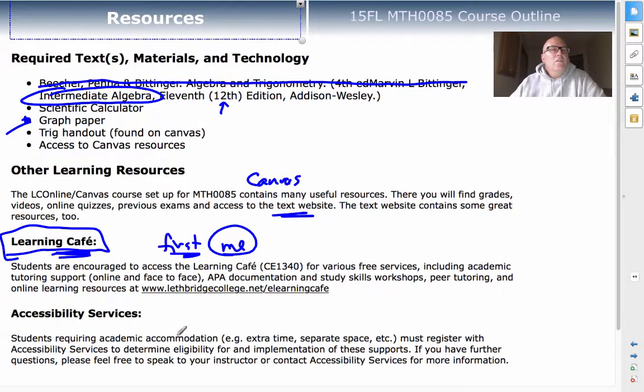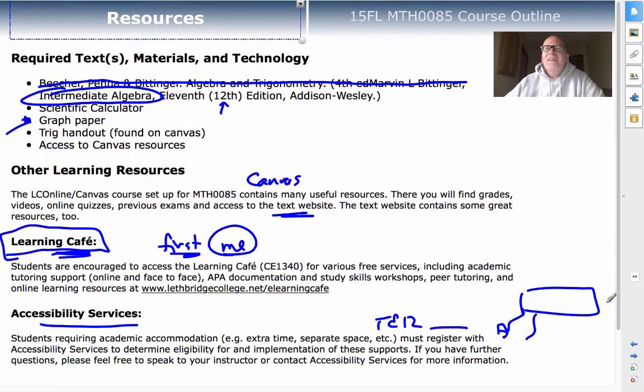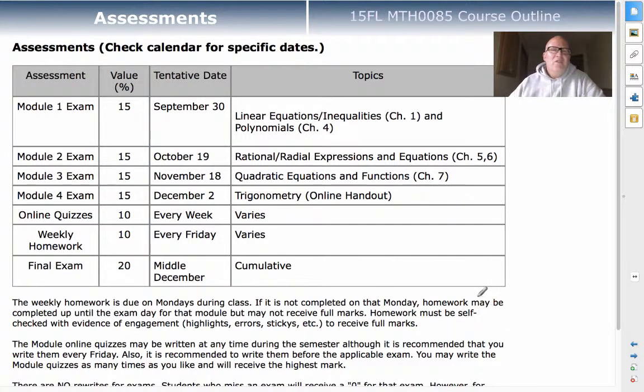If you do require some academic accommodations, like extra time on an exam or separate space for an exam, note-taking, those kind of services, you can access them from the accessibility services. I don't have their exact office number, but I think it's TE12 something. There's the big tech building like this, and then the tech building sort of winds around a corner like this. Anyway, accessibility services are right there. Okay, so those are sort of resources you might look at.